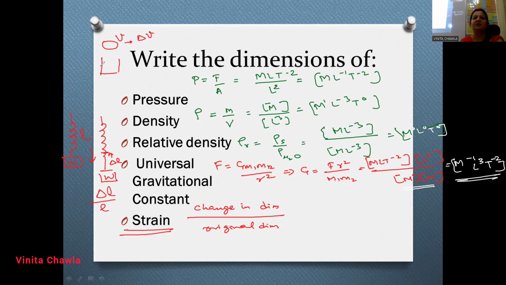We have a gas in a container, its volume is V and it is compressed by delta V. Then strain is change in volume divided by original volume. So this is just change in dimension upon original dimension. So in the numerator and denominator, we have the same dimensions. So it is dimensionless, because when we have the same dimensions in the numerator and denominator, we get M0, L0, T0, right? So it is dimensionless.